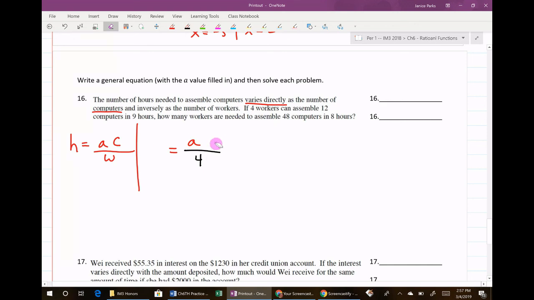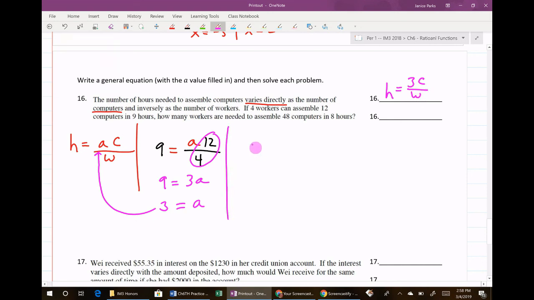Wrong place, sorry. Let me start over. 12 computers, the 12 goes here because that's where the C is, in 9 hours. Then I have 9 is equal to, this is 3A. So A is equal to 3, which means I'm going to plug that in there, and that's going to be your first answer. 3C over W. And then, if I use H equals 3C over W, and how many workers?